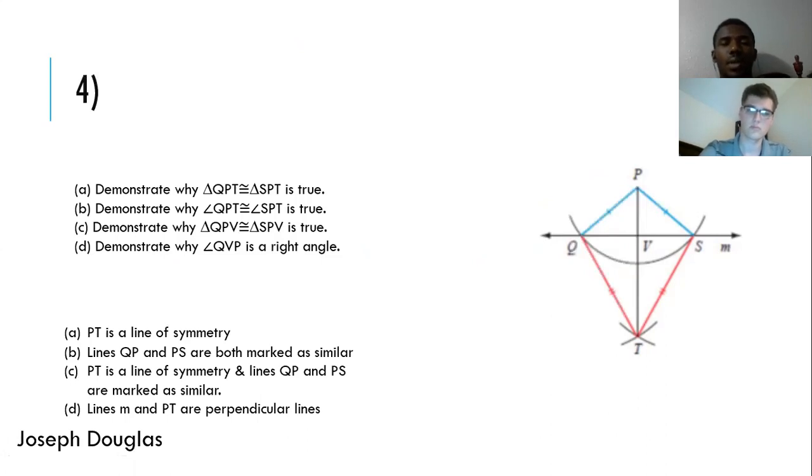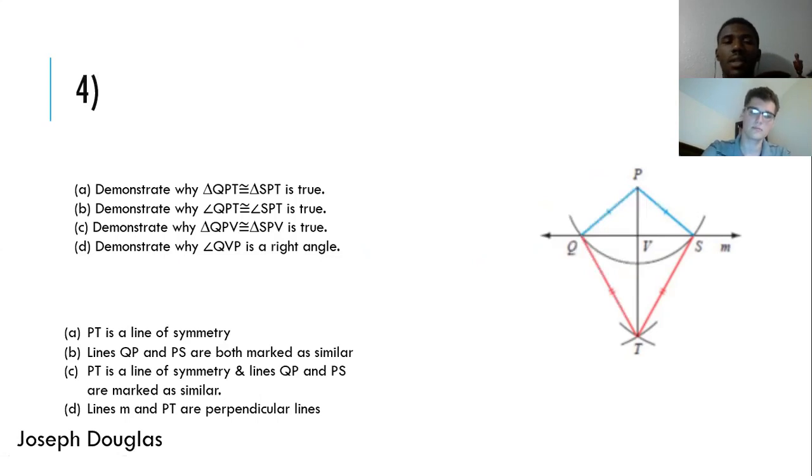So then why is the angle QPT the same as the angle SPT? That's a good question too. As we already said, lines QP and PS are marked as similar, and PT is similar too, so if these two lines that an angle forms between are the same, then that angle must be the same. Okay.